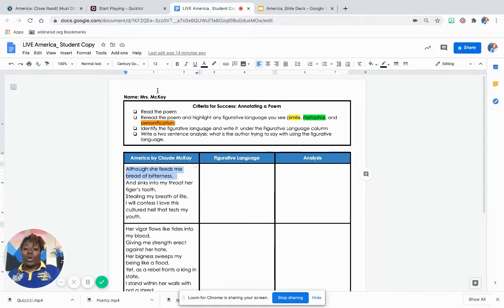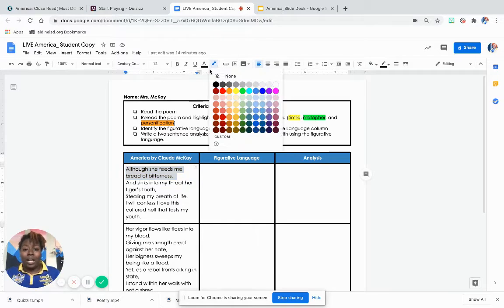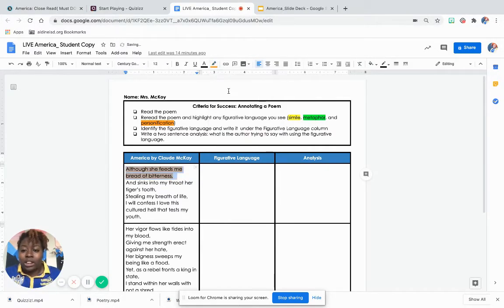Okay, so we're going to highlight this in orange. Go to highlight color, look for orange, and bam, we just highlighted it for personification. There's also "and sinks into my throat her tiger's tooth." So not only did Claude McKay say that America is a she, he also says that she's a tiger. So she's a female, a feline, a female tiger.